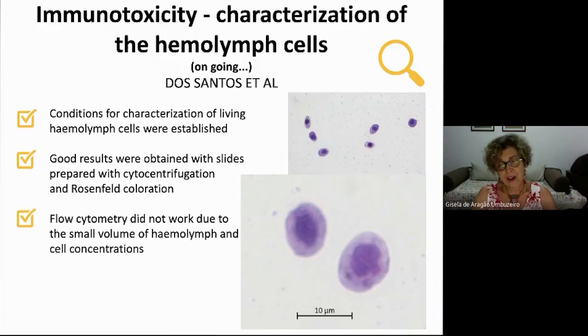Sorry for the pictures, they are not very good because we just did those experiments, and because of the pandemic, we could not make better pictures. But you can see on the right a cell that has more granules, and on the left, cells without granules. So we believe we have for sure two types of cells, and maybe two types of granular cells we are going to see. Unfortunately, flow cytometry did not work because the amount of hemolymph is very small. We only obtain per animal like 0.5 microliters of hemolymph, so we couldn't do it.